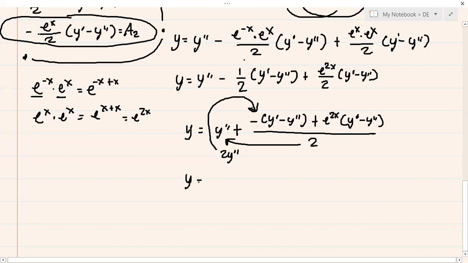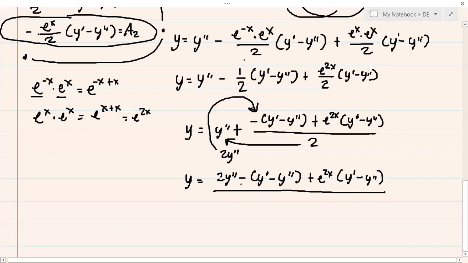So, that means, kung i-add natin si 2y second prime dyan sa expression na yan, we will have 2y second prime plus negative quantity y prime minus y second prime plus e raised to 2x times quantity y prime minus y second prime. Ayan na siya. Then, copy natin yung buong tuloy. Then, i-copy natin si denominator na si 2. Ganyan na yan. Then, ang gawin ko rito is I will cross multiply.